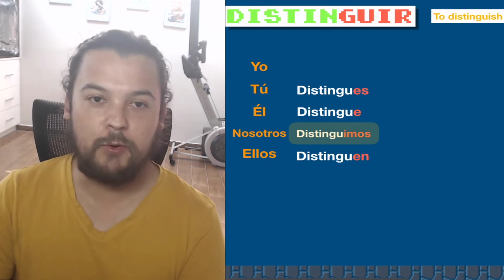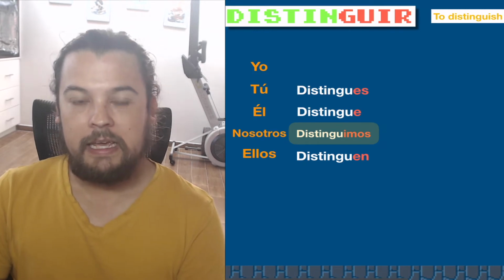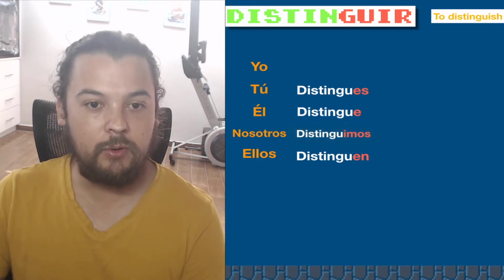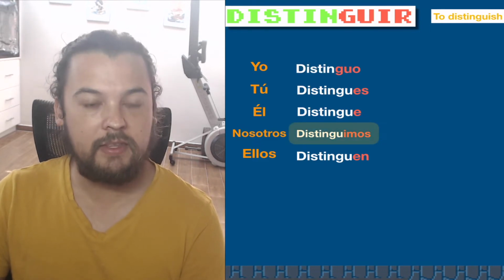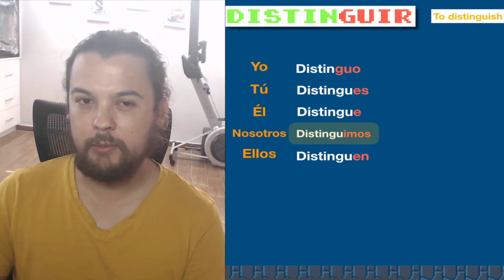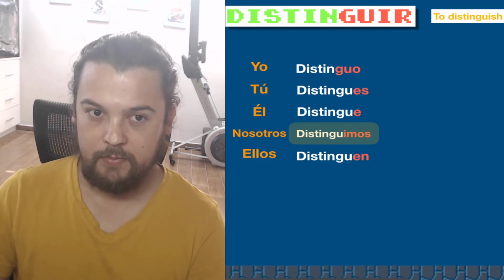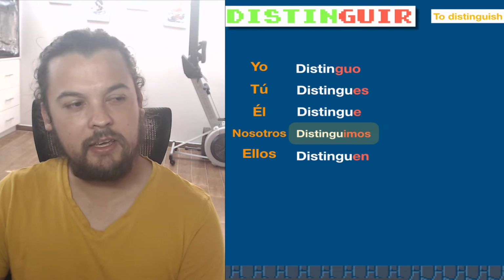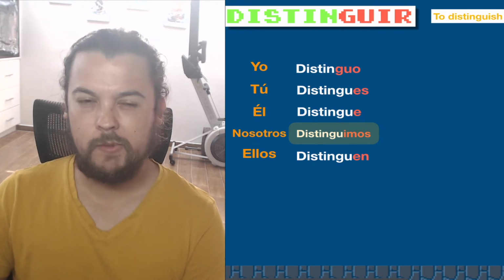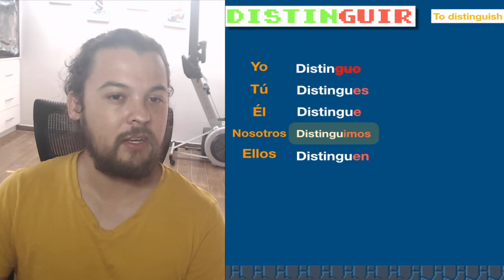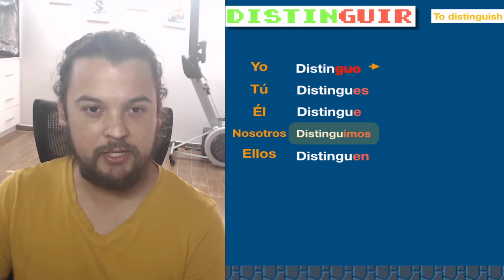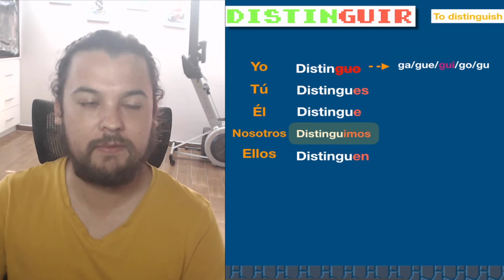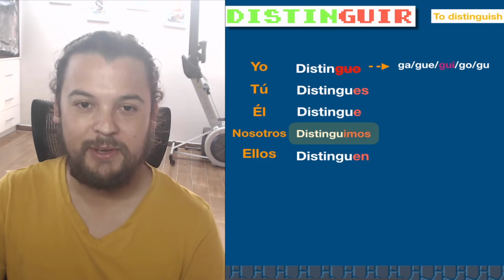Now, the yo form, once more, is going to be the irregular one. If you want to conjugate distinguir as a normal verb, you could, but it would look something like this: distinguo. Now, the original verb, distinguir, doesn't really match the yo sound from the conjugation. So it doesn't really sound correct. It cannot be guo. Something needs to be changed. What is that change? Let's see once again. It's not phonetics, but well, it's easier to explain it this way.